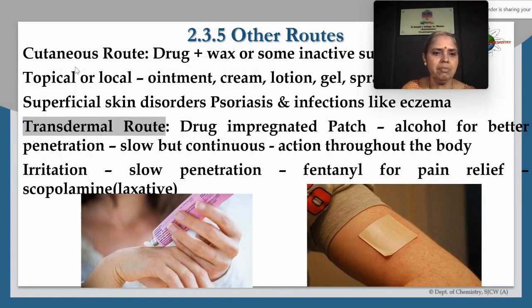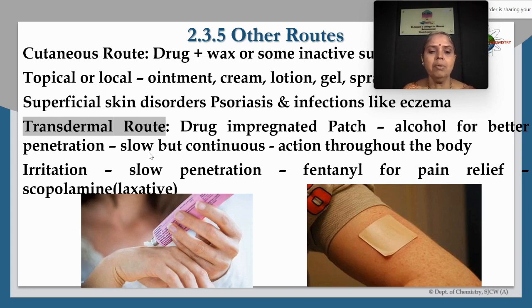In the other routes category, we know the cutaneous route and the transdermal route. If the drug is introduced in the form of an ointment on the skin, it is the cutaneous route. Transdermal route is a little different. Cutaneous route is for local or topical action. You're having a headache, you apply the balm here. You're having some leg pain, you apply the balm there. Wherever it is applied, there only it will act. That is the cutaneous route.